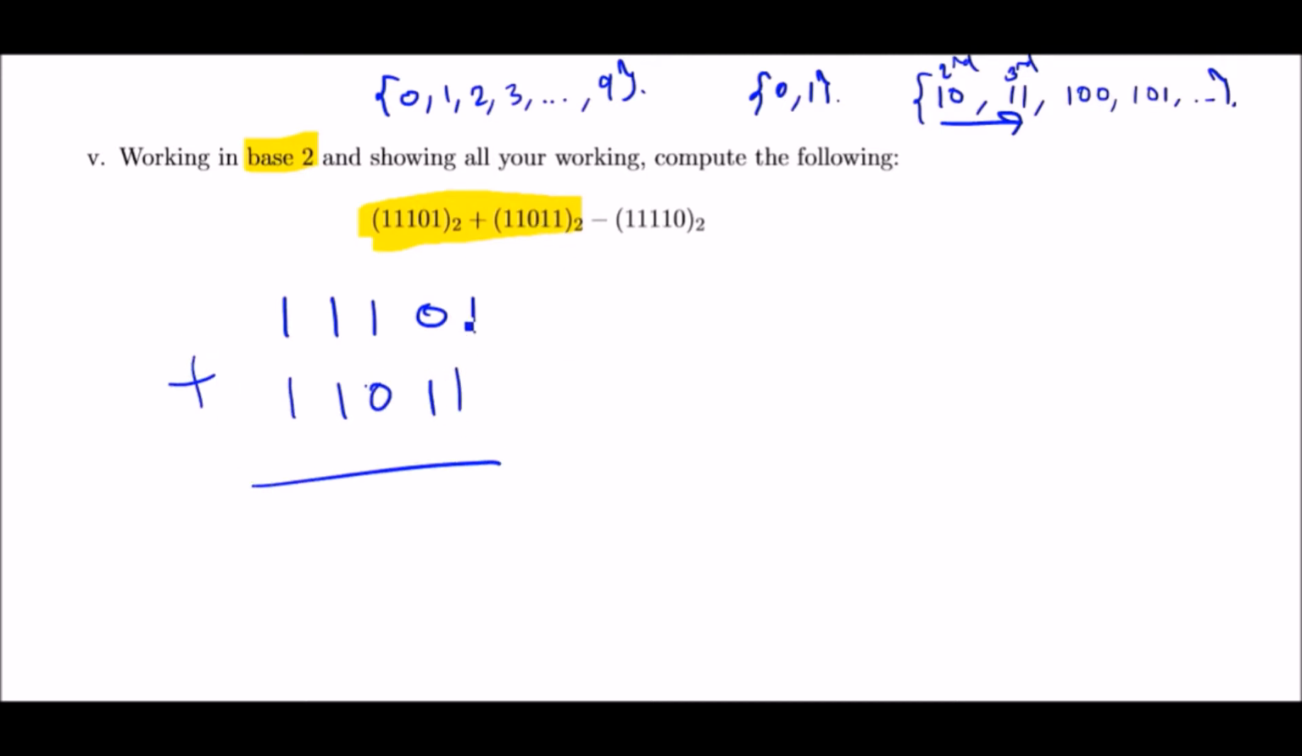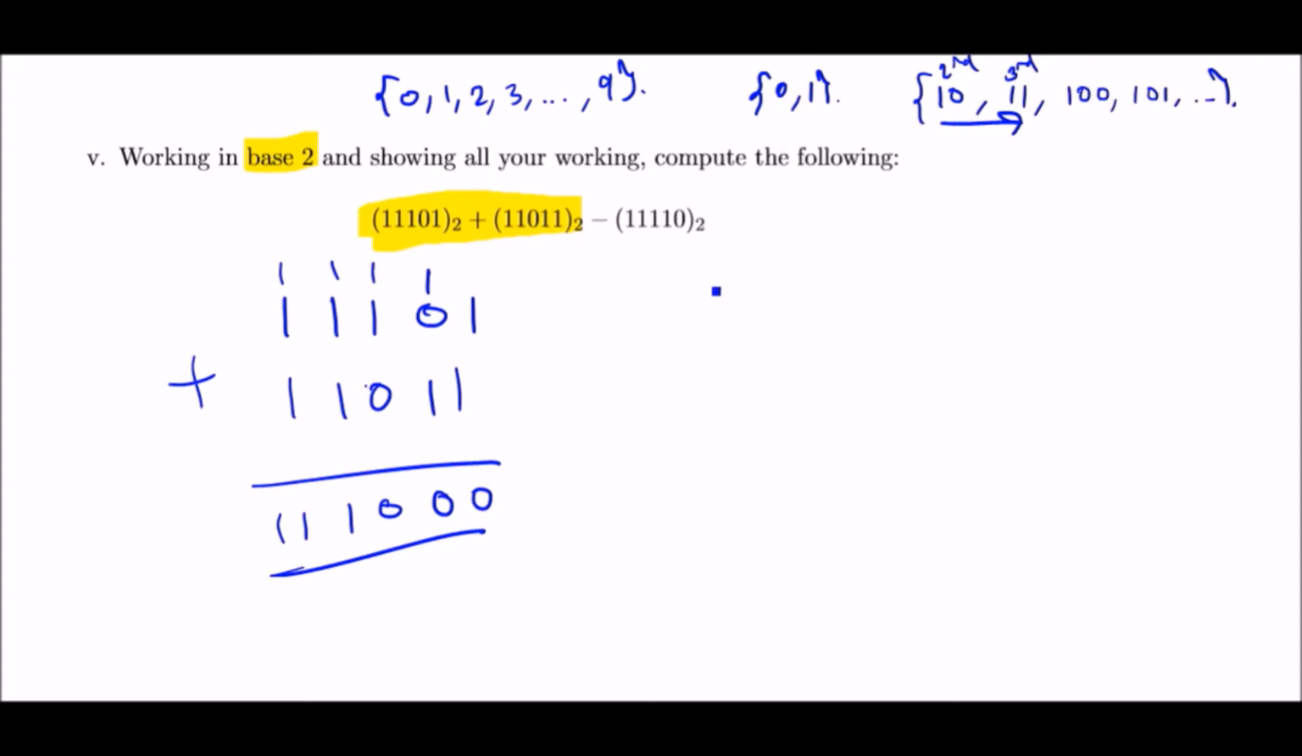So 1 plus 1 will give us in binary 10. So it'll be 0, carry the 1. 1 plus nothing plus 1 gives us 10, carry the 1. 1 plus 1 plus 0 gives us 10, carry the 1. 1 plus 1 is 10, plus the extra 1 is 11, carry the 1. 1 plus 1 is 10, plus another 1 is 11. That's it. So you get 1, 1, 1, 0, 0, 0.